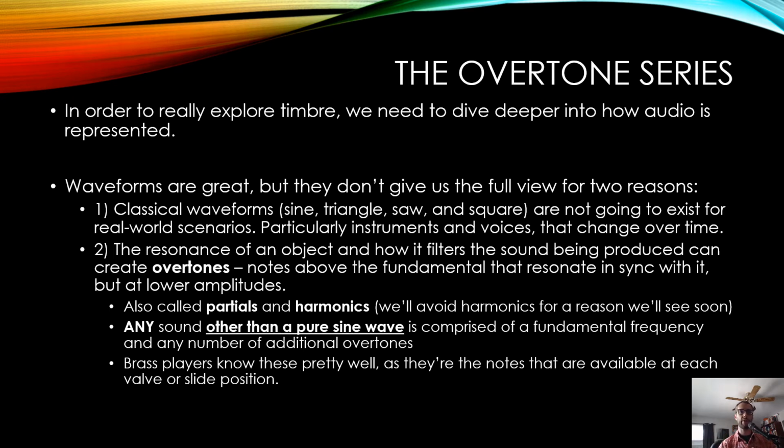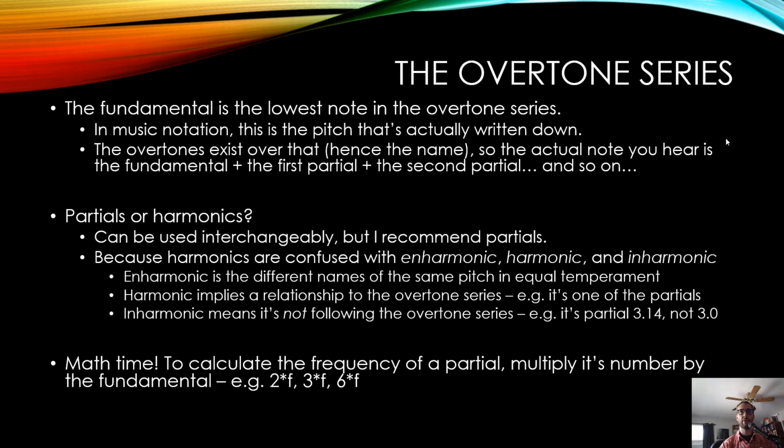Brass players are going to know these really well because they're the notes that are available at each valve or slide position. So the fundamental is the lowest note in the overtone series. And in music notation, this is the pitch that's actually written down. If you see C, C is the fundamental. If you see B flat, B flat is the fundamental. The overtones exist over that, hence the name, but the actual note you hear is the fundamental plus the first overtone, the second partial, so on and so forth.